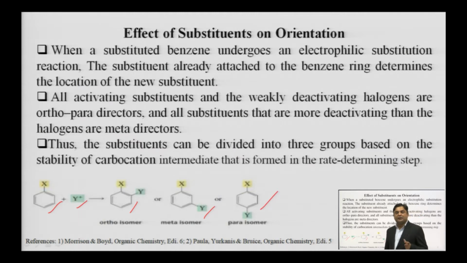So, which isomer will be formed as a major product? It will depend on the substituent which is already present. Because of that substituent, the intermediate carbocation which is formed in the second electrophilic attack will show different stability, and that stability describes the next location of the second electrophile on the benzene ring.